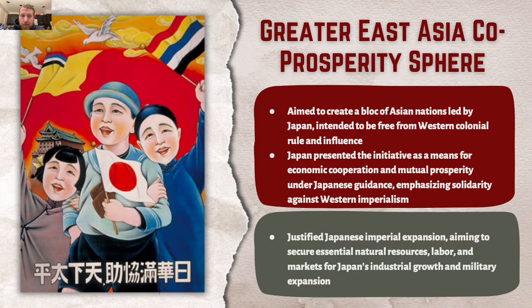On the left here is a Japanese propaganda poster from 1935 that's promoting unity between Japan and China and Manchukuo. From right to left, it says, with the help of Japan, China, and Manchukuo, the world can be in peace. I'm not buying it.